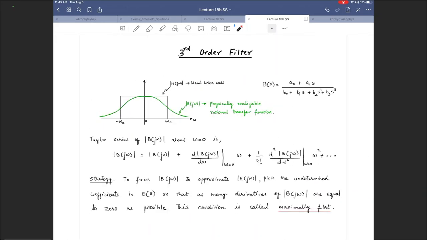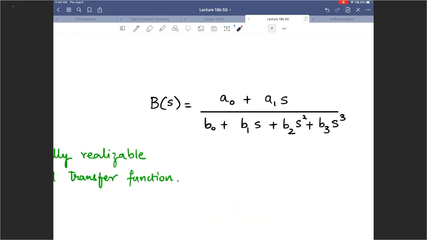So let's start our discussion of Butterworth filters with a third order filter. And the moment you see a third order filter, you know that the transfer function of this filter is going to have a cubic equation in the denominator polynomial. So right away you notice B of s, the transfer function of this filter, has a cubic in the denominator, s cubed. That's how you know it's a third order filter.